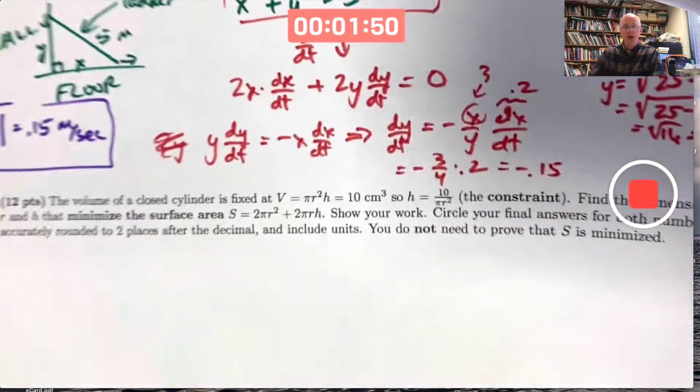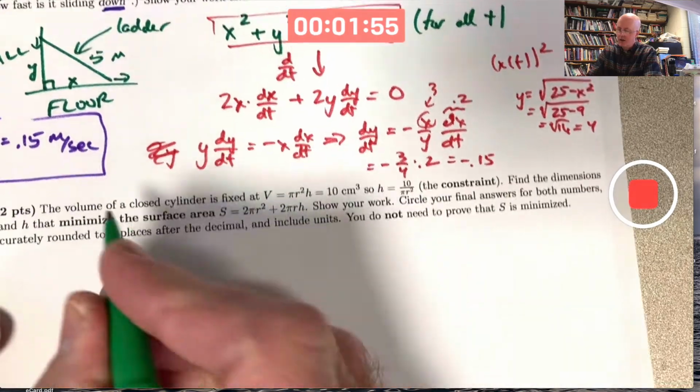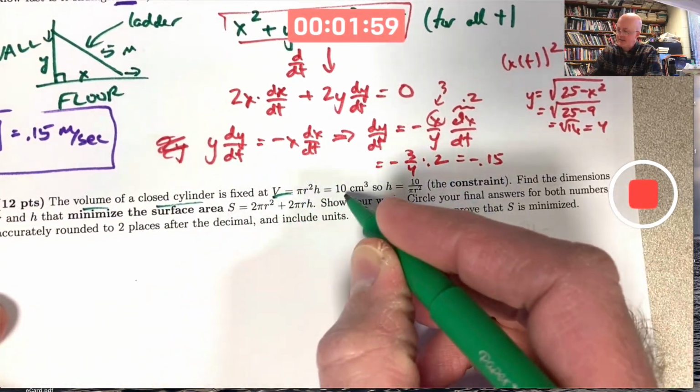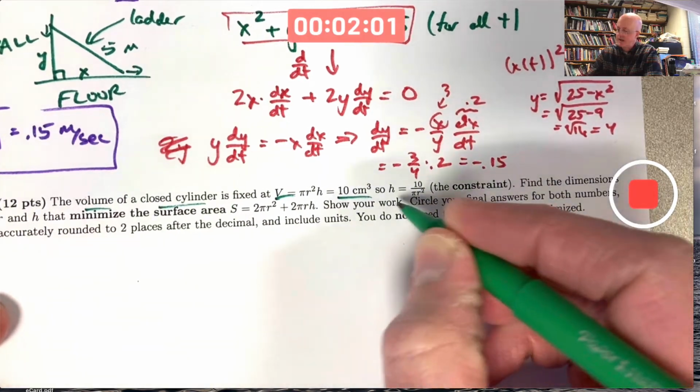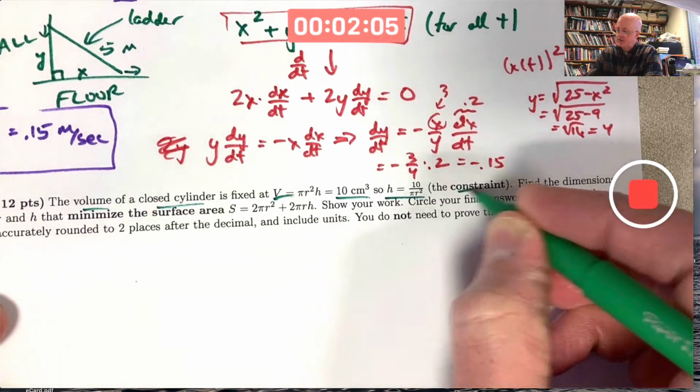Next, we have a practical optimization problem. The volume of a closed cylinder is fixed at 10 cubic centimeters, so that we can relate h and r, the height and the radius, by this equation. This is called the constraint.